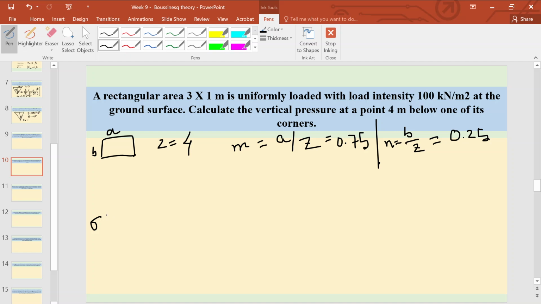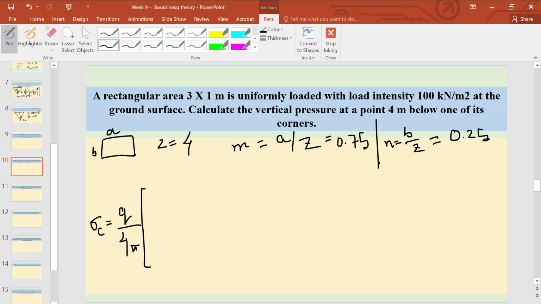Yes, but this formula is quite difficult to remember. Anyway, you will be getting a more precise value using this formula. So this is the UDL q divided by 4 pi.